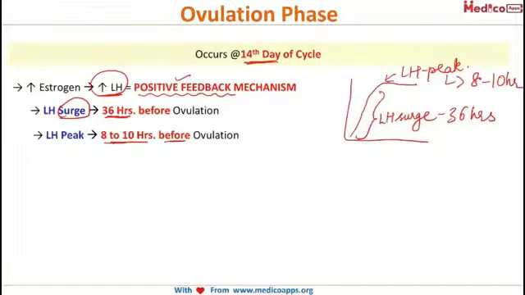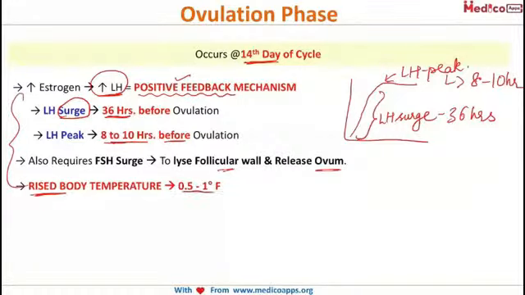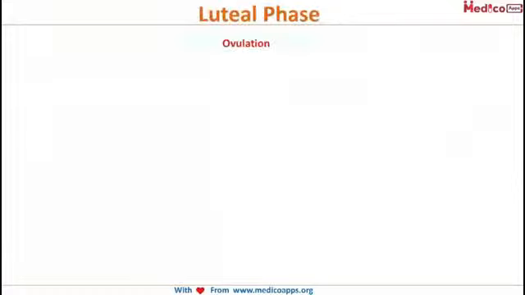It's not just enough if we have the LH, we also require an FSH surge to lyse the follicle wall and release your ovum. So both the surges are required, LH surge and FSH surge. FSH surge is required for lysing the follicular wall, finally resulting in release of the ovum, right? Now another important point you have to note here is there is always a rise in body temperature when these two steps are occurring, and it rises by 0.5 to 1 degree Fahrenheit. So this is an important exam bit. Please remember, always there is a rise in body temperature during ovulation. Now let's proceed to the third phase, that is the luteal phase.